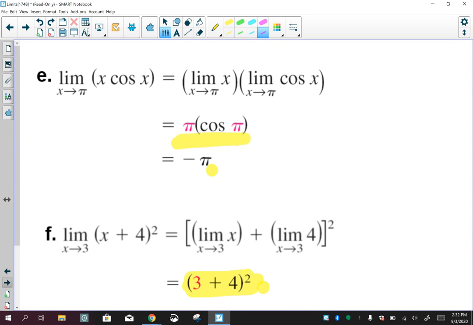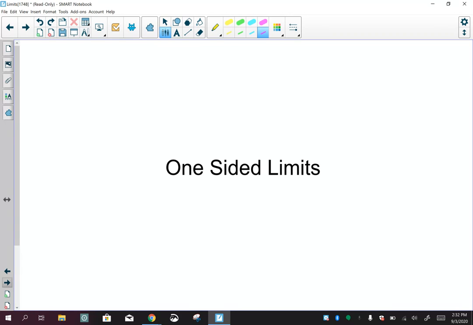All right. So we talked about limits. We talked about what it is. We talked about finding it from a table. We talked about finding it from the graph. We talked about looking at all the different properties. And we talked about direct substitution.